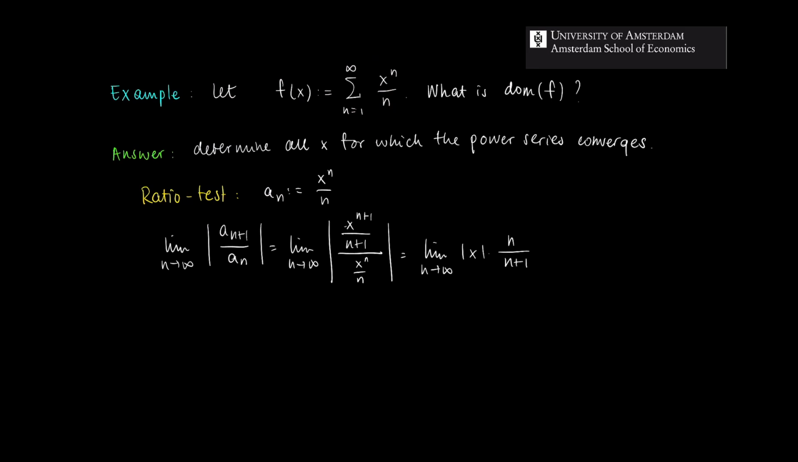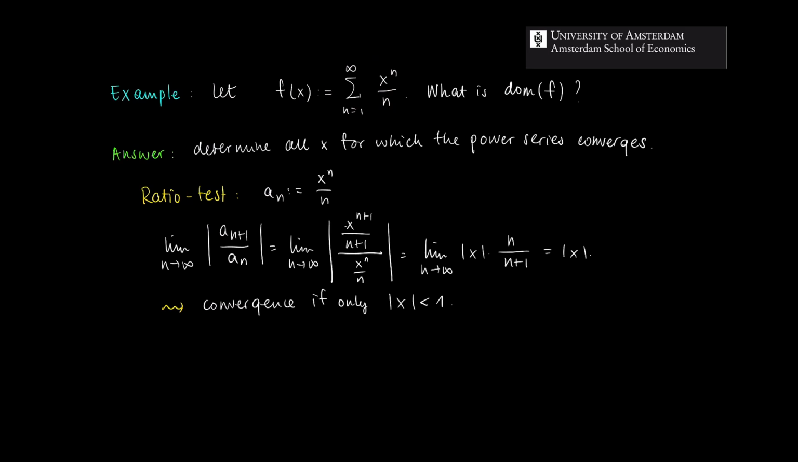So now we take the limit for n to infinity, but then we see that the limit of n divided by n plus 1 is 1. So we get, as a limit, the absolute value of x. So we see that we get convergence on the basis of the ratio test. We can conclude that it converges if only x is smaller than 1 in absolute value. So that's exactly what the ratio test says.